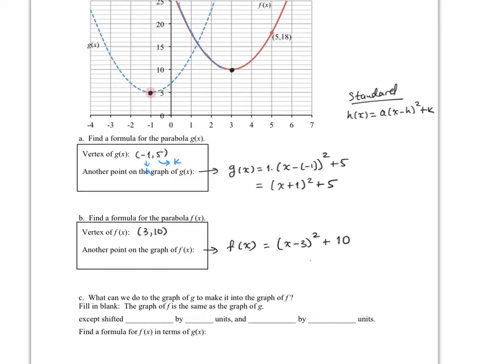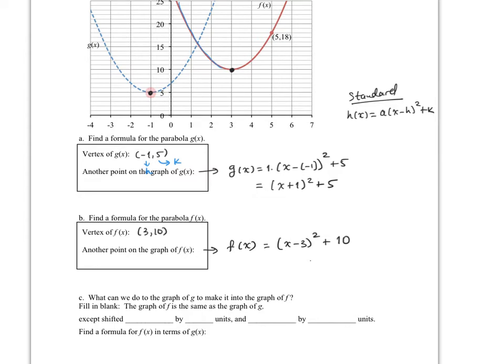Now let's look at part C. Part C says the following. What can we do to the graph of g, which is this one, to make it into the graph of f? Remember, the two graphs are exactly the same. You just have to shift it. So how do we get from here to here?